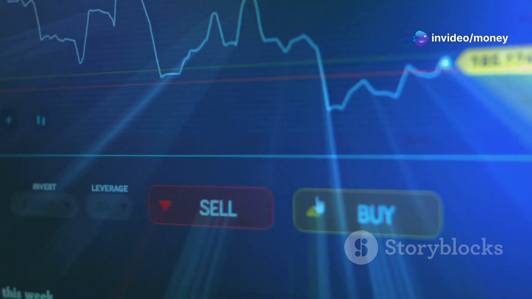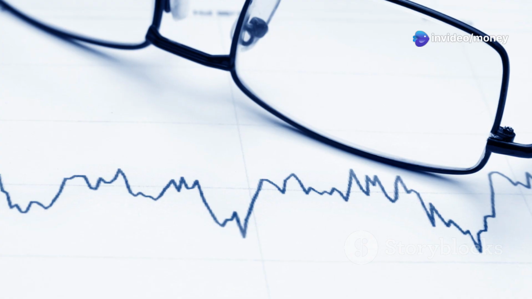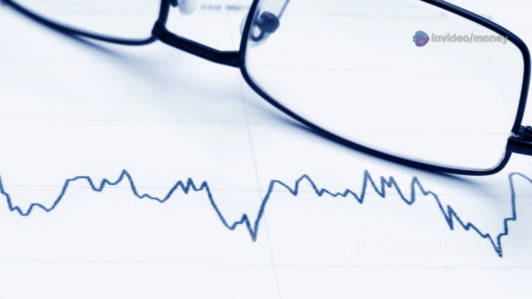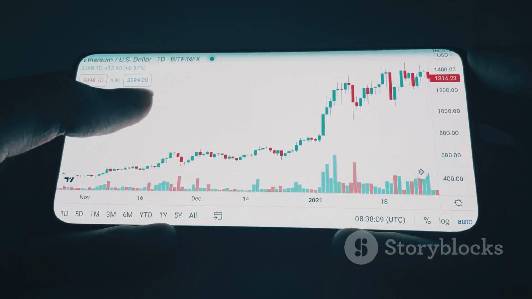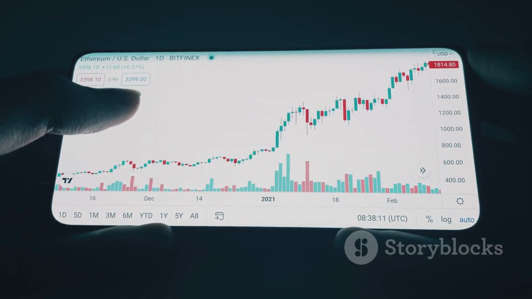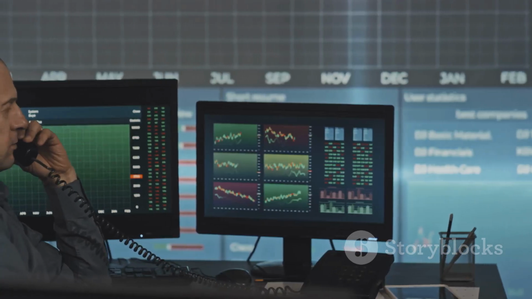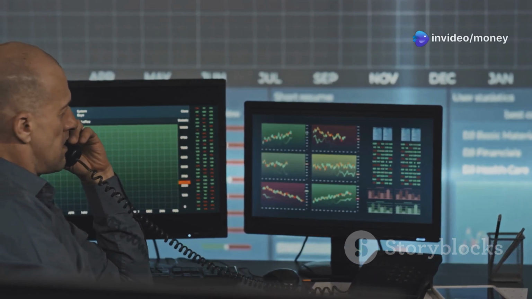Think of support and resistance like levels on a video game. Support is where prices tend to bounce back up from, kind of like a safety net, and resistance is where prices struggle to break through, like a ceiling. Knowing these levels is crucial if you want to make smart trading decisions.